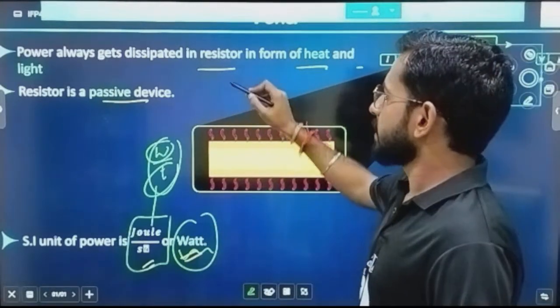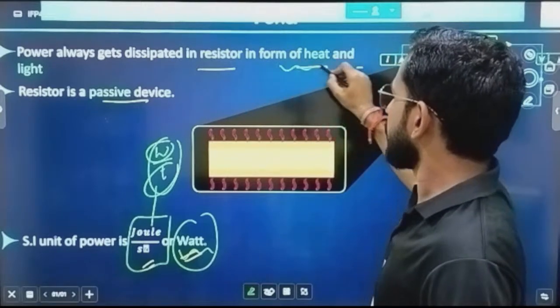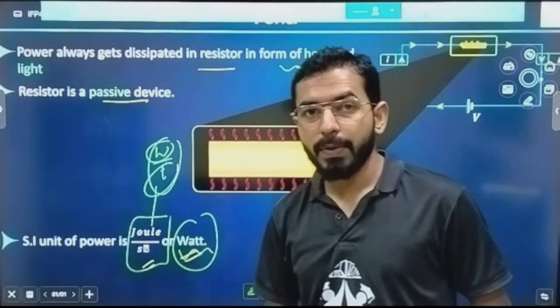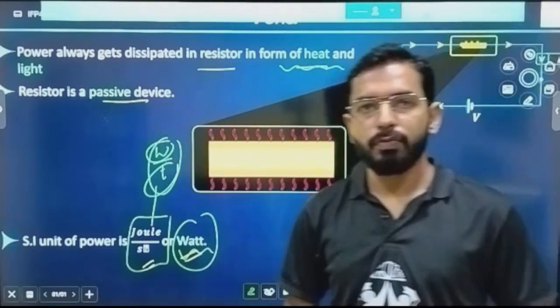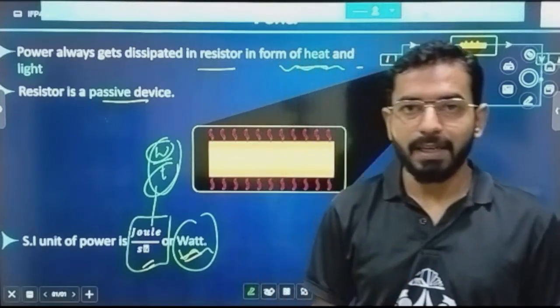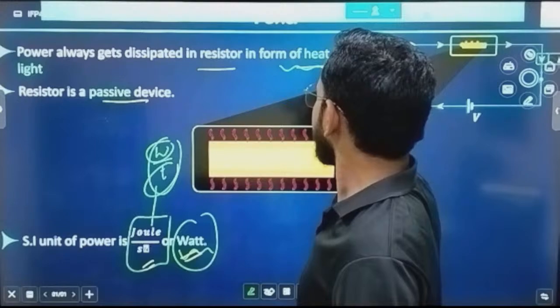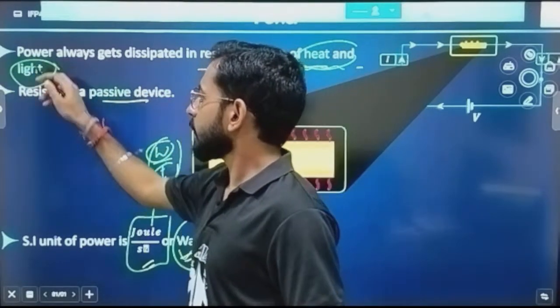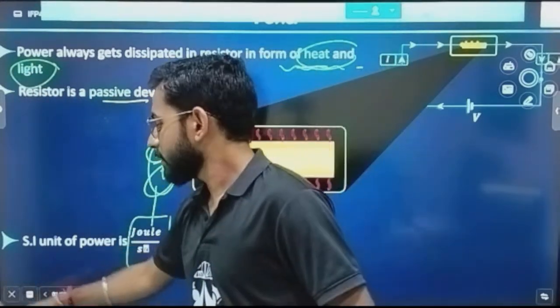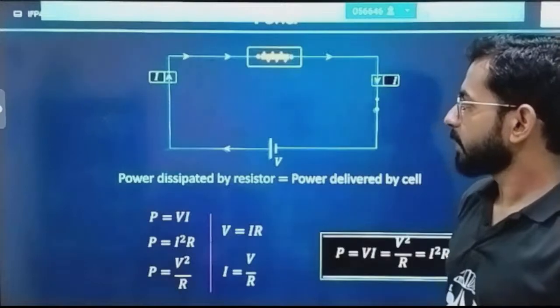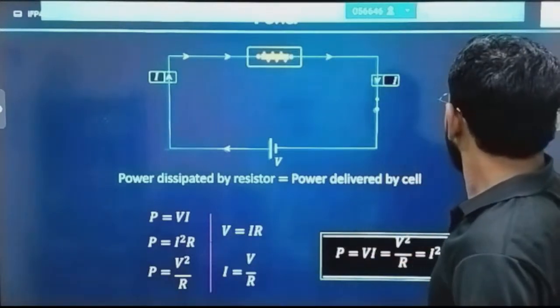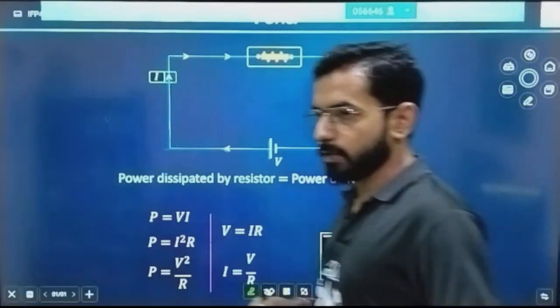Power always gets dissipated in a resistor in the form of heat, because you know the property of a resistor is to oppose the flow of current. That's why there is always some heat generated, and that is dissipated in the form of heat and light. So let's see how much heat is radiated there. But before that, let's see all the formulas for power.